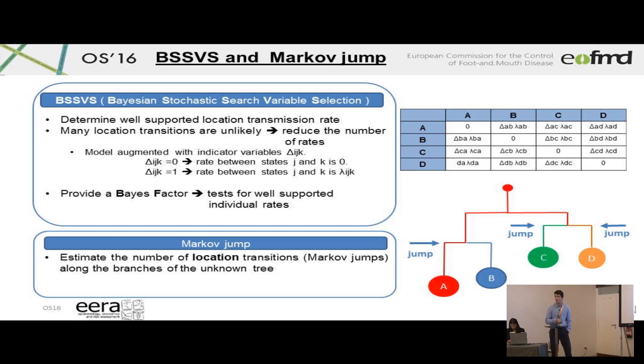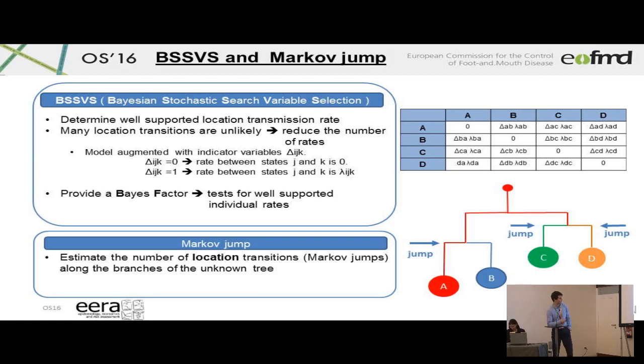To do so, we switch those transmission rates on and off to determine which ones have the highest importance in the phylogeny reconstruction. And at the end, we are able to test which ones are the well-supported rates of transmission between locations. We are also able to count the number of location transitions among the trees. For example, here, from the same location A, we've got a transmission to location B, location C, and location D.